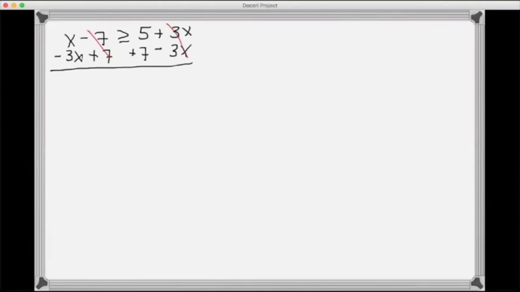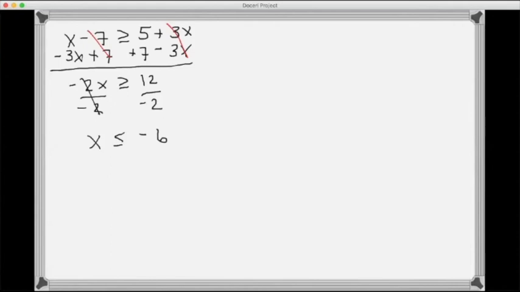And that's going to leave us with -2x is greater than or equal to 12. And so now what we need to do is divide both sides by -2. When we do that, -2's are going to cancel out. It's going to give us x, but we have to remember to flip that symbol, and that's going to give us x is less than or equal to -6.